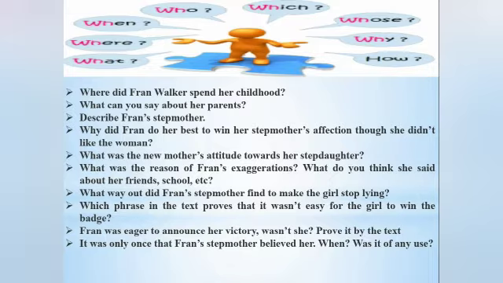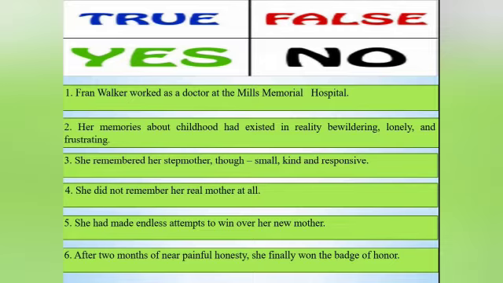What way out did Fran's stepmother find to make the girl stop lying? Which phrase in the text proved that it wasn't easy for the girl to win the badge? Fran was eager to announce her victory, wasn't she? Prove it by the text. It was only once that Fran's stepmother believed her. When? Was it of any use? Answer, please. And now, dear students, let's do true or false statements.